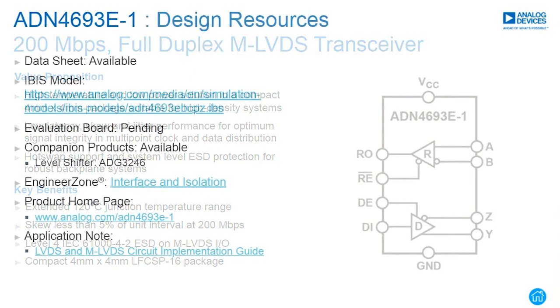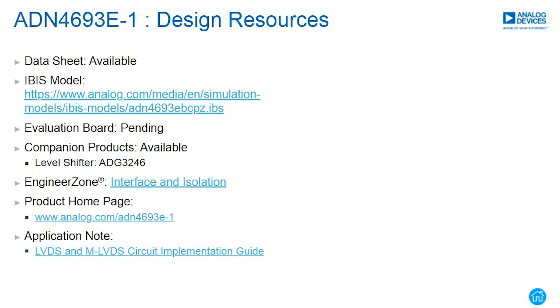Similarly, we are showing here some design resources for the new ADN4693E product. While the transceiver has not fully released to production, samples are available now, and a preliminary datasheet and product page are available on the web via the links shown on this slide. An IBIS model is currently available for early simulation and prototyping, and an evaluation board will be available at release towards the end of this year.